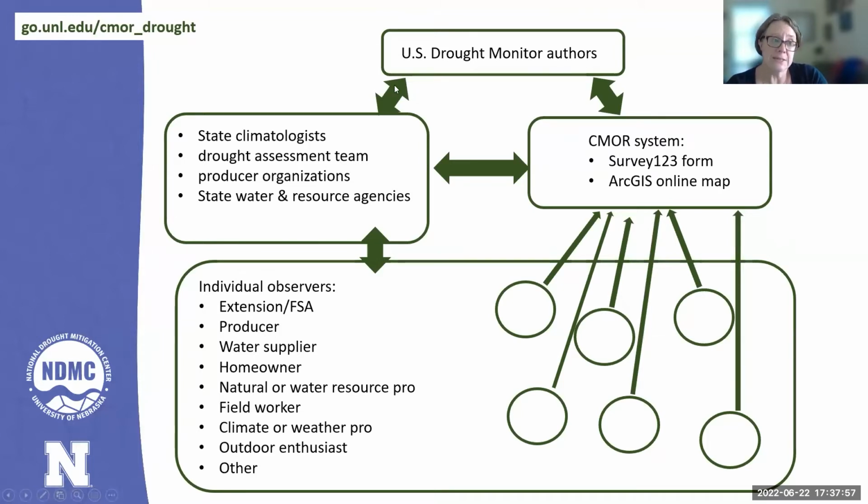For each state, they work with kind of an assessment team. That could be a state climatologist, it could be a team of people from different agencies, and usually that assessment team will have contacts with different tribal nations that are within their area, or different stakeholder groups. So different ways to kind of put the feelers out into the state or the region and find out how drought is affecting people. And one of the ways that some states have chosen to gather information is through CMOR reports.